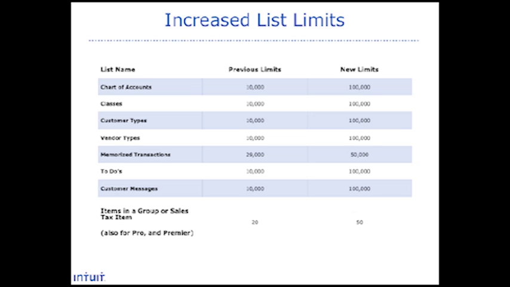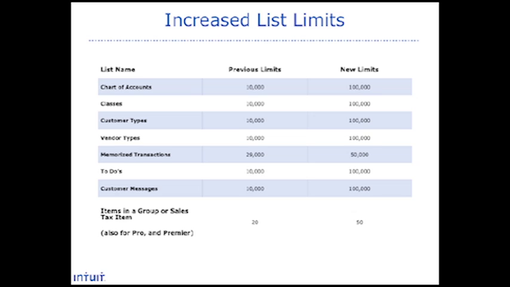Now, the other thing in Enterprise, and I haven't talked to the Intuit programmers to find out why they did this, but they did increase the list. And look at this. Aren't we lucky? The chart of accounts can go from 10,000 chart of accounts to 100,000 chart of accounts. How exciting is that? We should have a poll question on that one. I think if I had a client who even had 10,000 accounts on my chart of accounts, I'd fire them. That's way too many accounts.